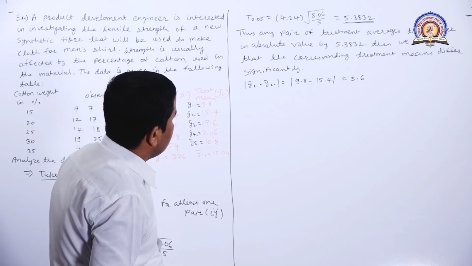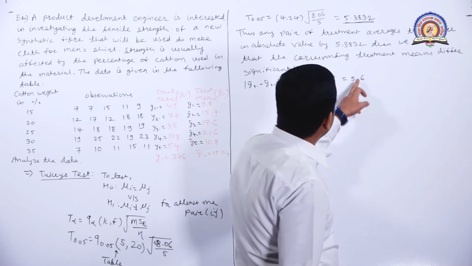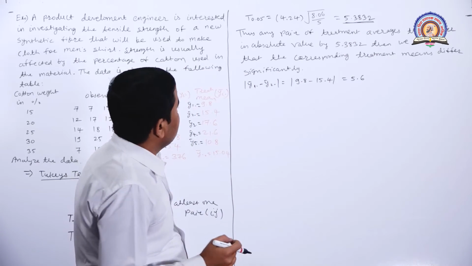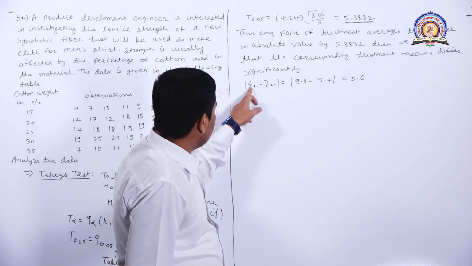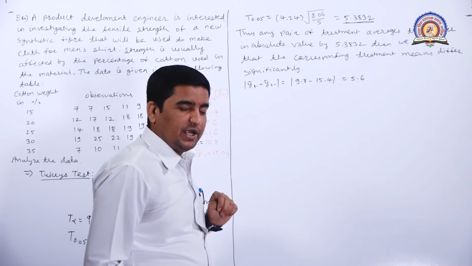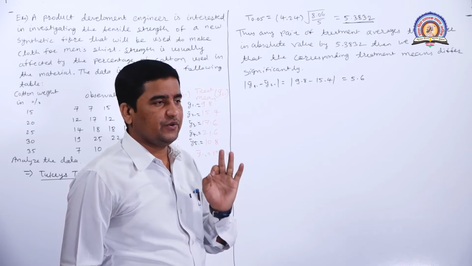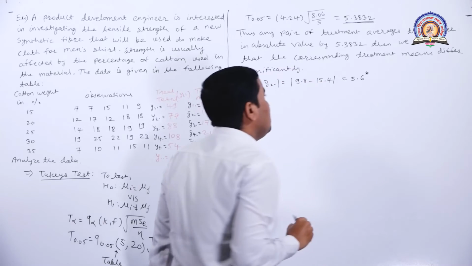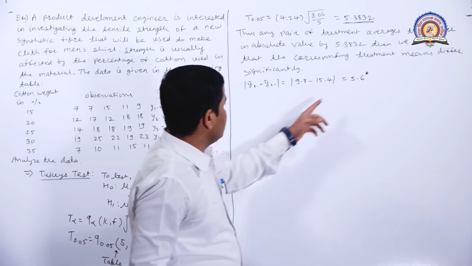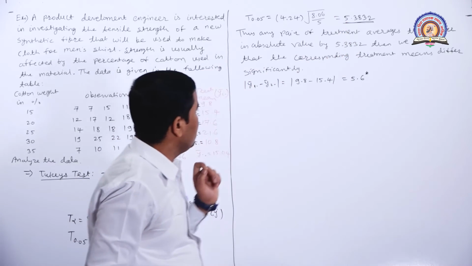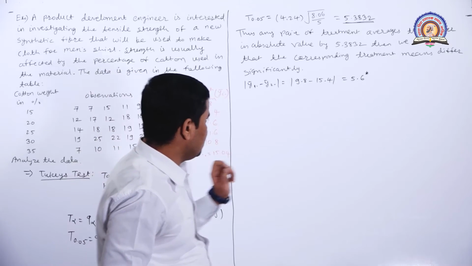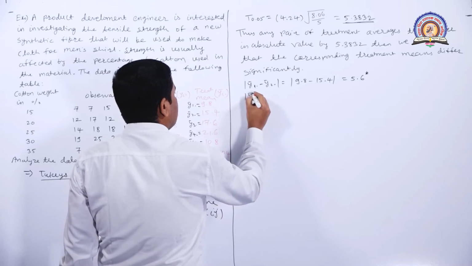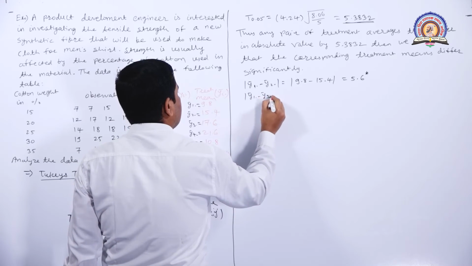Right? And here 5.6 is greater than this 5.3832. Yes, we can say that the means of these two treatments differ significantly. This means actually mu1 is not equal to mu2. So I am going to give a star here. Whenever the absolute difference exceeds this T alpha, I am going to denote it by a star.